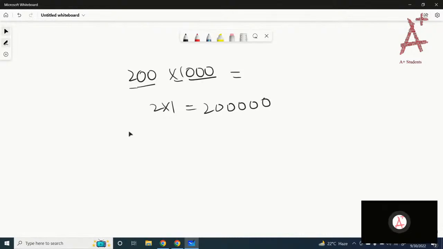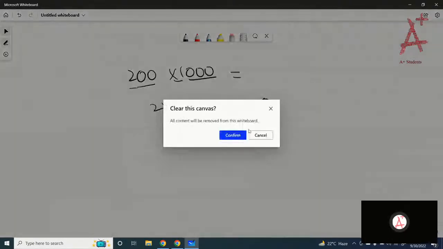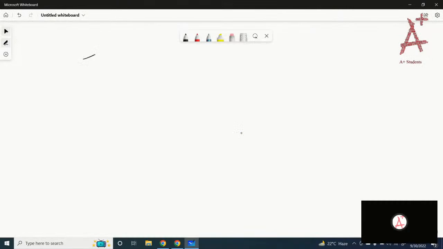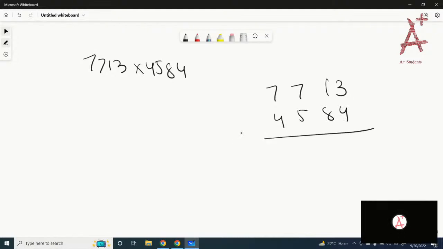Again, the next one is multiply, and the numbers are 7713 times 4584. Okay, let's just multiply 7713 by 4. 4 times 3 is 12. Write 2 and carry 1. 4 times 1 is 4, and 1 is 5. 4 times 7 is 28. Write 8 and carry 2. 4 times 7 is 28, and add 2, so 28 plus 2 is 30.